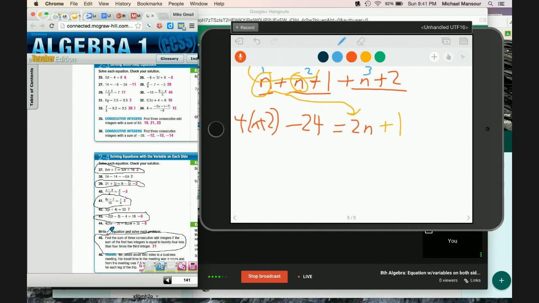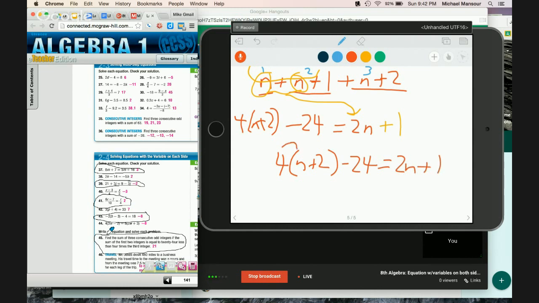And then it says "is," which means an equal sign. Doesn't matter if I have it on the left or the right. 24 less than, so that means a minus 24, so I put minus 24. 4 times the third integer. So if I rewrite this, 4 times the third integer, which is n plus 2, and then 24 less than that, is equal to the sum of the first two integers, which is 2n plus 1.